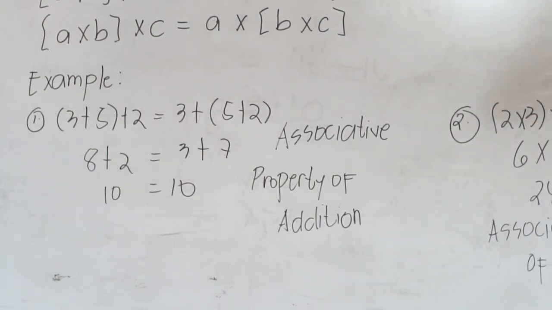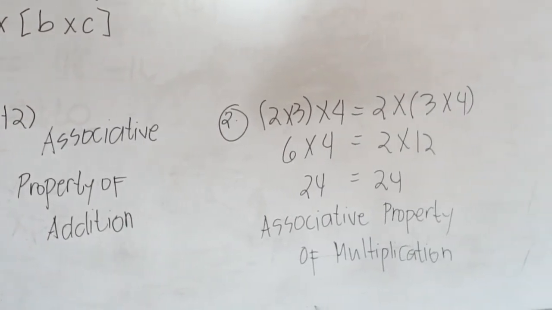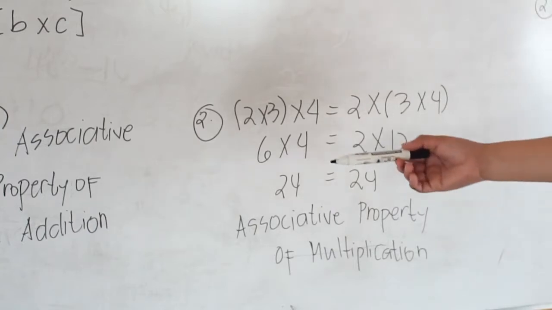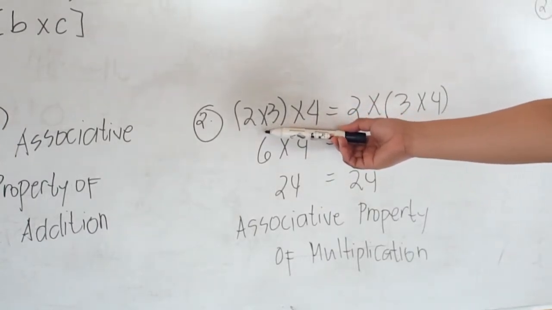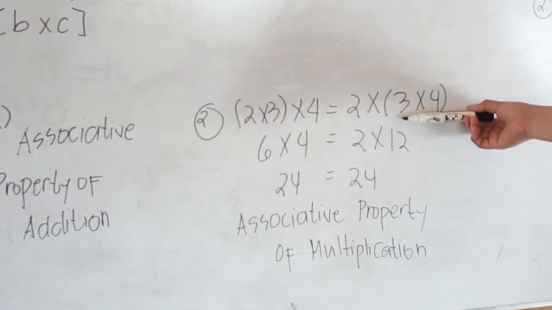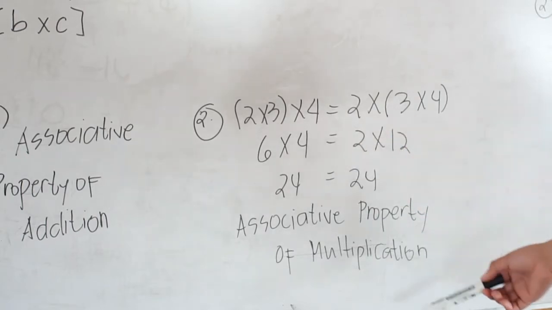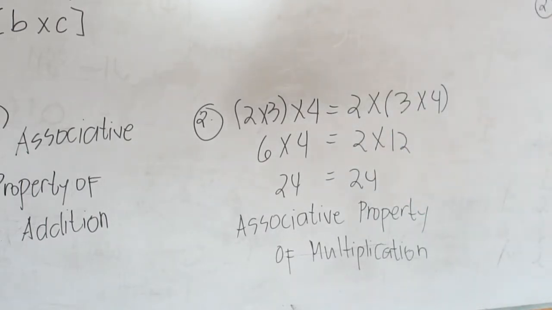Next is 2 times 3 times 4, and then 2 times 3 times 4. So, dito, group yung 2 and 3. And then, dito naman, sa side na to is group yung 3 and 4. So, 6 times 4 is 24. And then, 2 times 12 is 24. Pareho yung kanilang result, which is 24. So, number 2 example is associative property of multiplication.